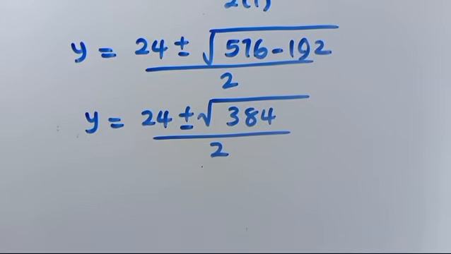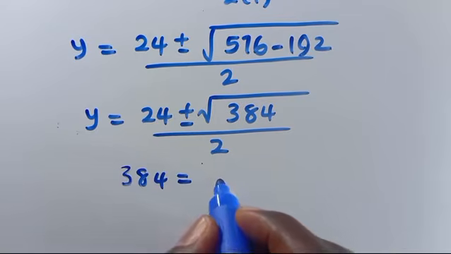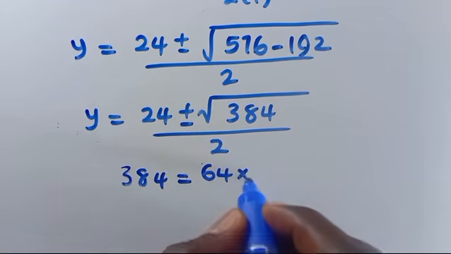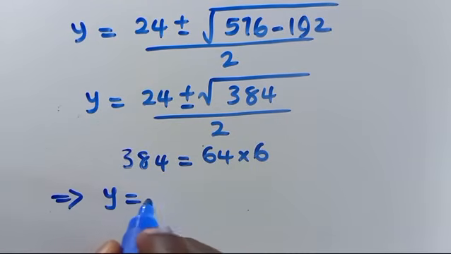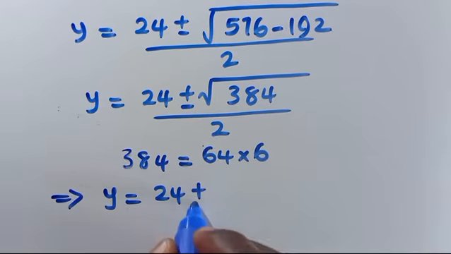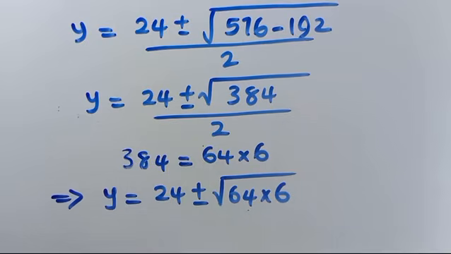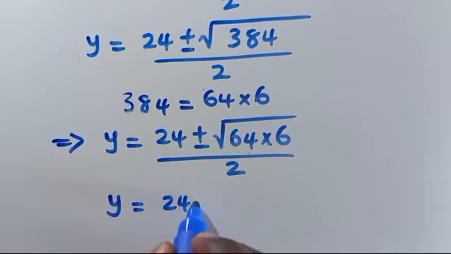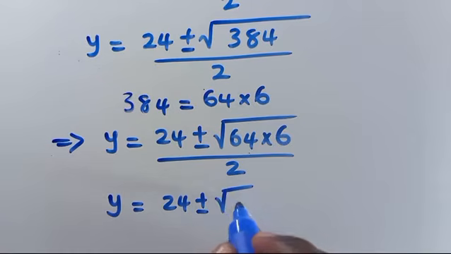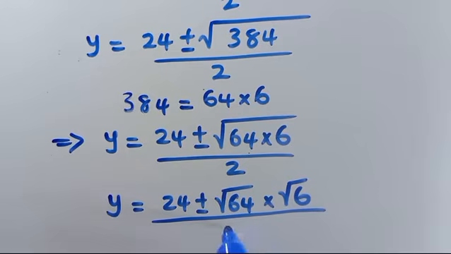So from here, we can have 384 as the product of 64 times 6. So we have y equals 24, positive or negative, root of 64 times 6, over 2. Then we have y equals 24, positive or negative, root of 64 times root of 6, over 2.